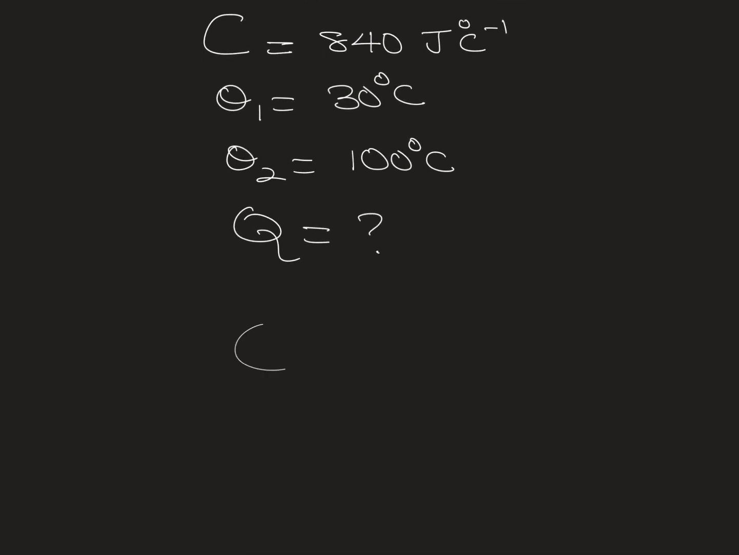So we're going to use Q is equal to C delta theta. That is, the quantity of heat is equal to the heat capacity times the change in temperature. Okay? Because the mass is not given and the specific heat capacity is also not given, so we cannot use Q is equal to mc delta theta.